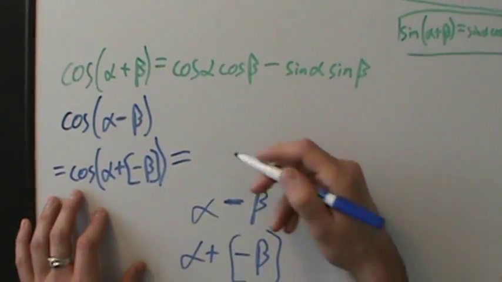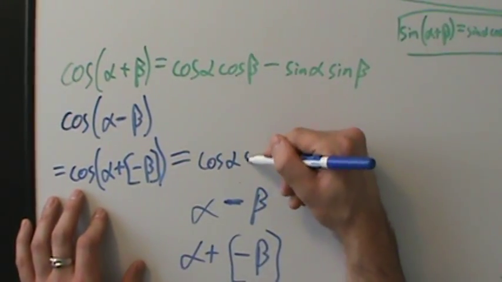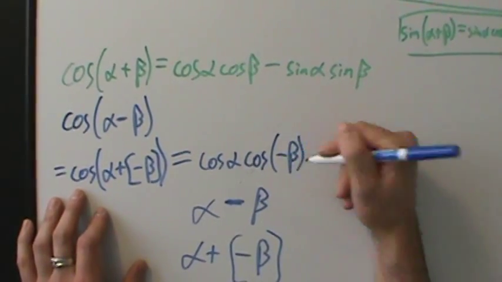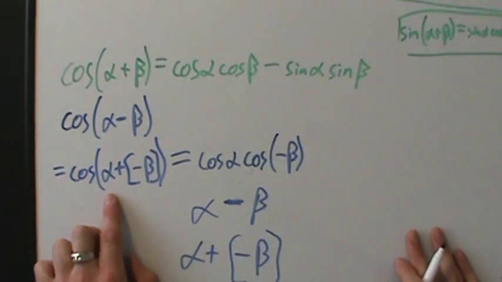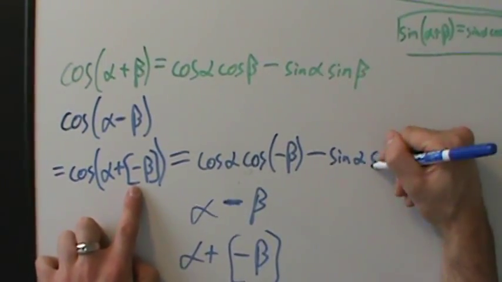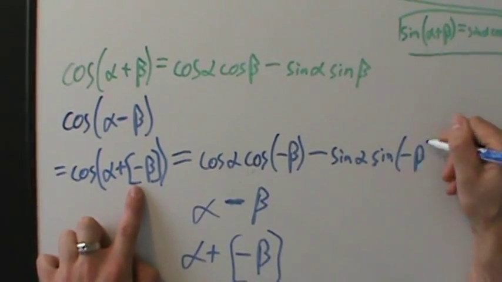Well, then the formula is going to be cosine of alpha, cosine of negative beta. Okay, so now instead of alpha plus beta, we're doing alpha plus negative beta. And then minus sine of alpha times the sine of negative beta.